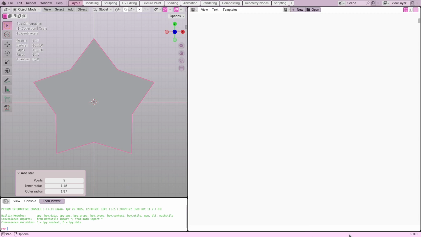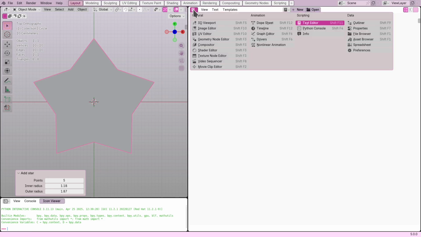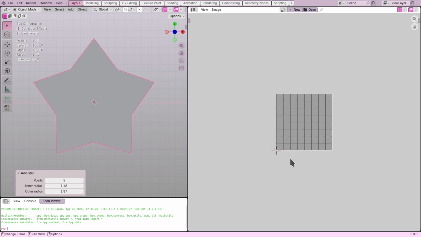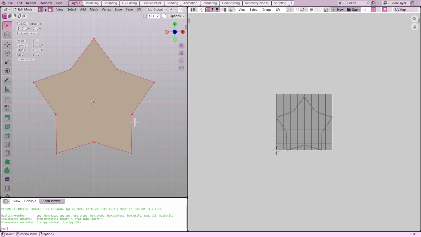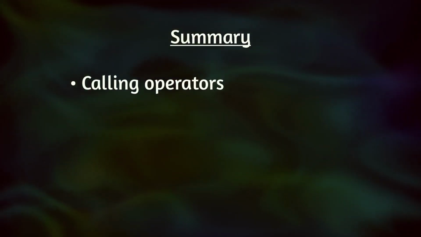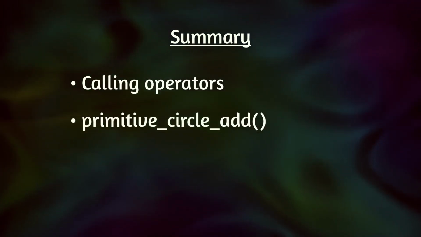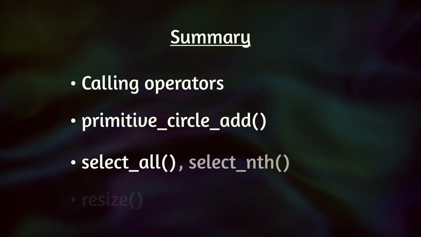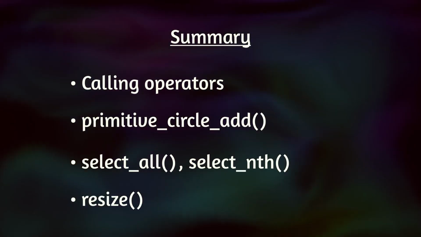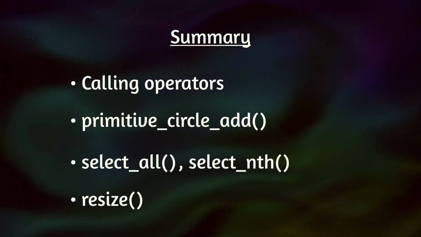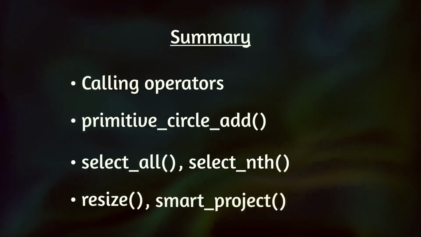But in this case, as a bit of an extra, we should also get a UV map. So let's see what that looks like. If we switch to the UV editor, select the star and switch to edit mode, we see the UV map is indeed a nice star, not a circle. In this video, we saw how we can use built-in operators like primitive circle add, select all, select nth and resize to shape our star pretty much how a person would do it. We even use smart project to create a proper UV map for our star.